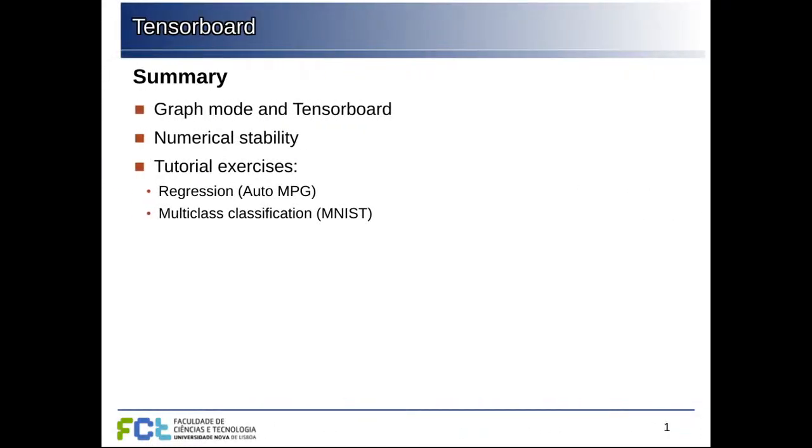So we're going to do binary classification in the first example, and then the exercises will also be for regression and multi-class classification. Regression will be to try to predict the mileage, the gas consumption of automobiles based on their features, and multi-class classification will be using the MNIST dataset to try to assign each handwritten digit to one of 10 classes for the 10 different digits.